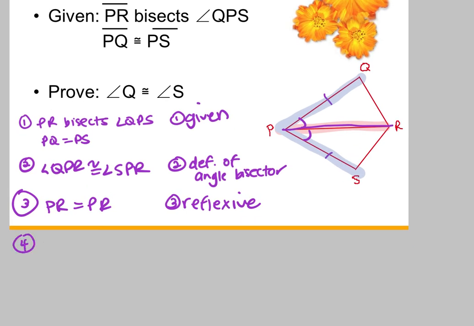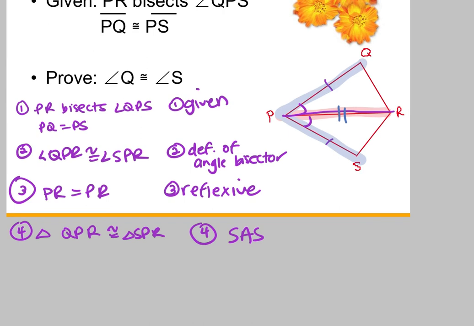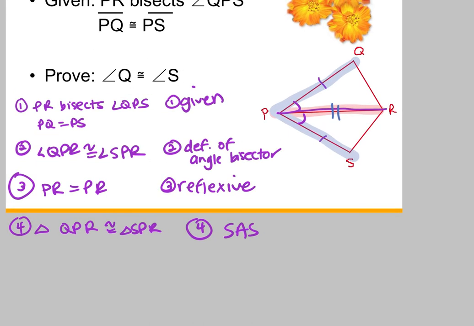And then the triangles are congruent. QPR is congruent to SPR, and the order of the letters could have been rearranged. And that is side angle side because we had the reflexive side and the angle between those two sides. And then we can finish it off with our CPCTC, because if those two triangles are congruent, then all the pairs of corresponding angles and all the pairs of corresponding sides that remain are also congruent. So I can say angle Q is congruent to angle S, CPCTC.